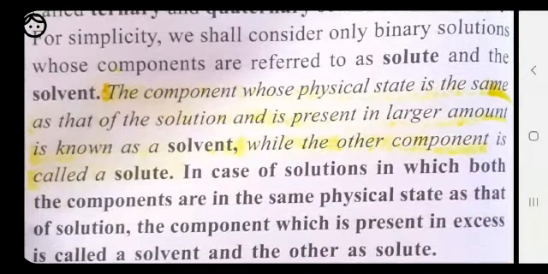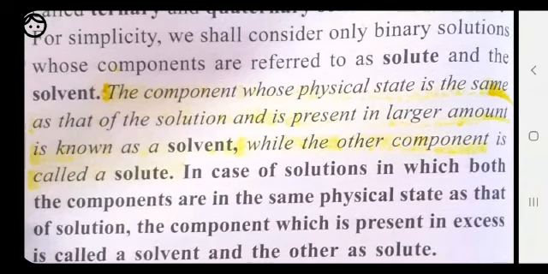Solute and solvent are what? If we are adding sugar into water, we have a small amount of sugar, like 2 tablespoons of sugar in 1 glass of water. So here the quantity of water is more as compared to the quantity of sugar. The substance which is in lesser amount is called the solute, and the substance which is present in a larger amount is called the solvent, and the combination of these two is called a solution.